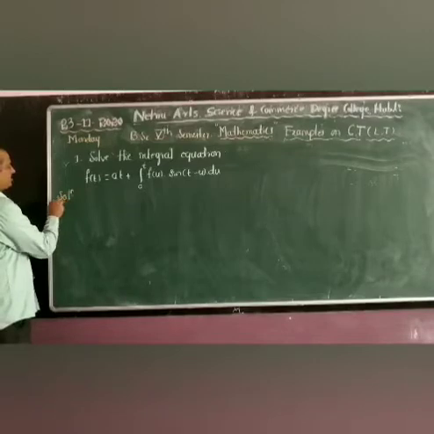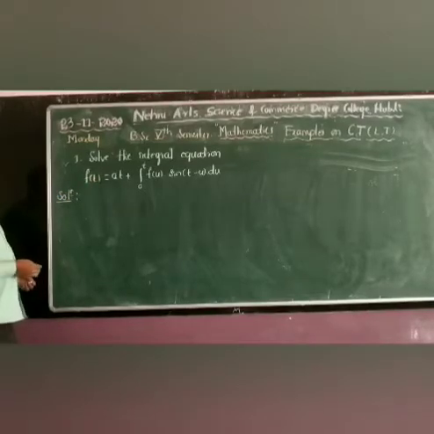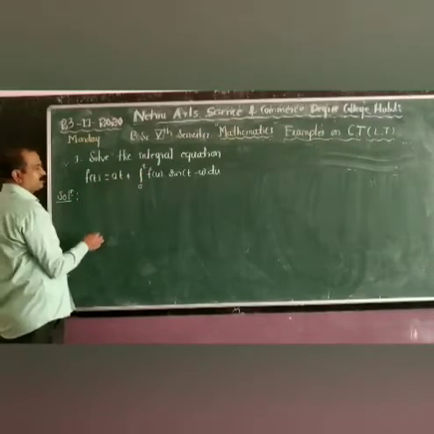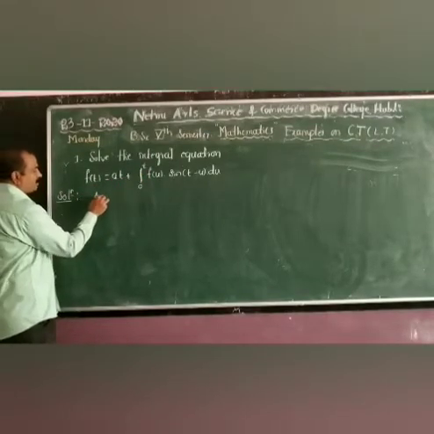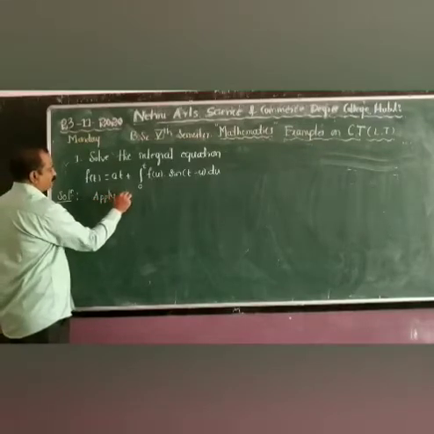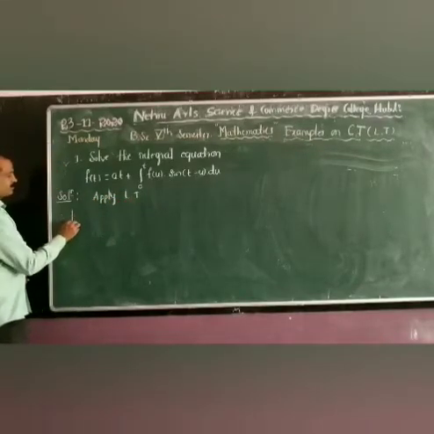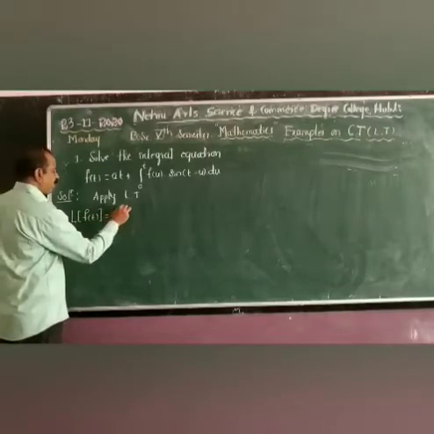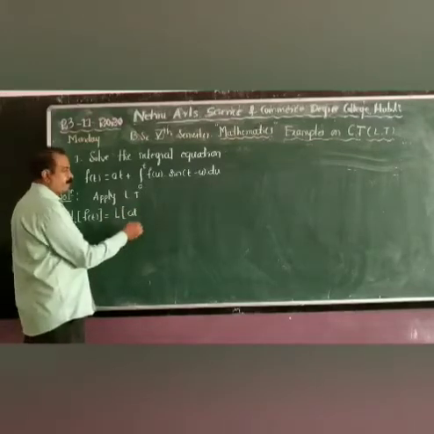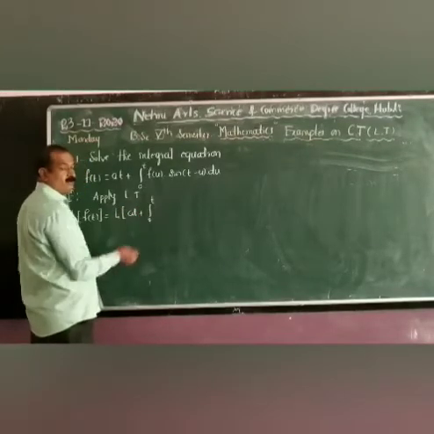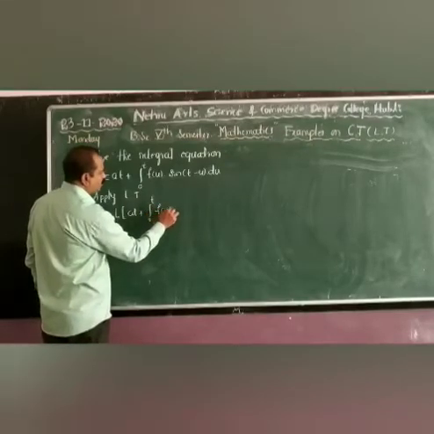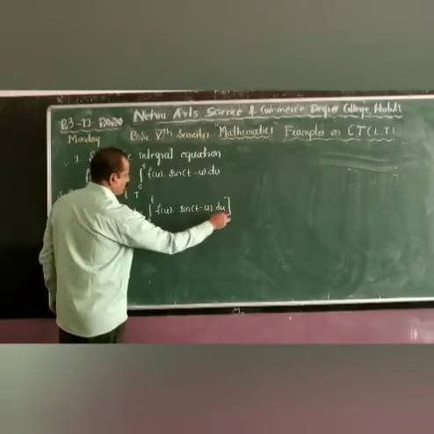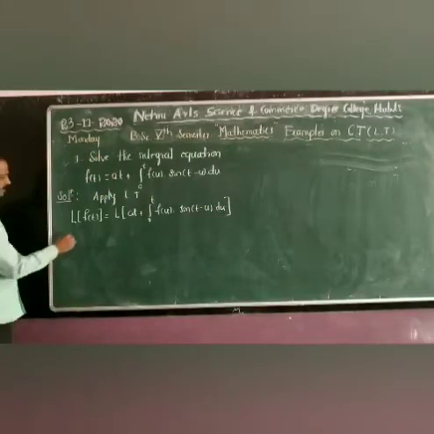So we have f of t given. My idea is to apply the Laplace transform to the left and right sides. Apply L on both sides, where L is nothing but the Laplace transform. L of f of t is equal to L of whatever is given on the RHS, a t plus integration from 0 to t f of u into sine of t minus u du. Keep the left side L of f of t as it is.